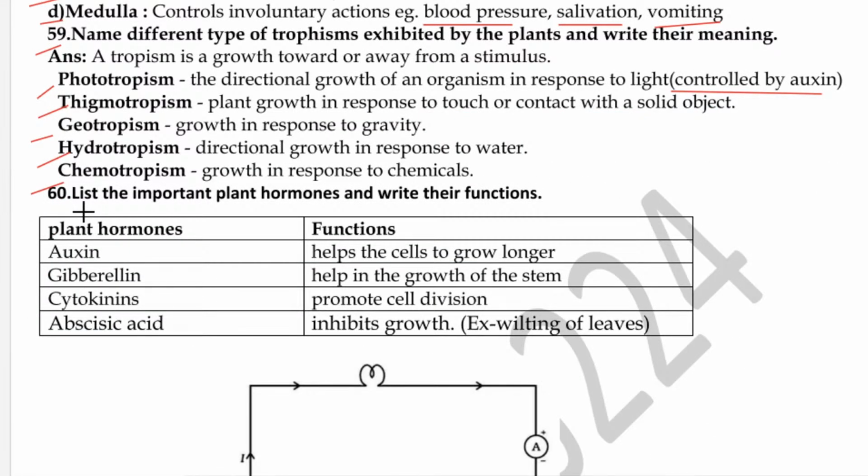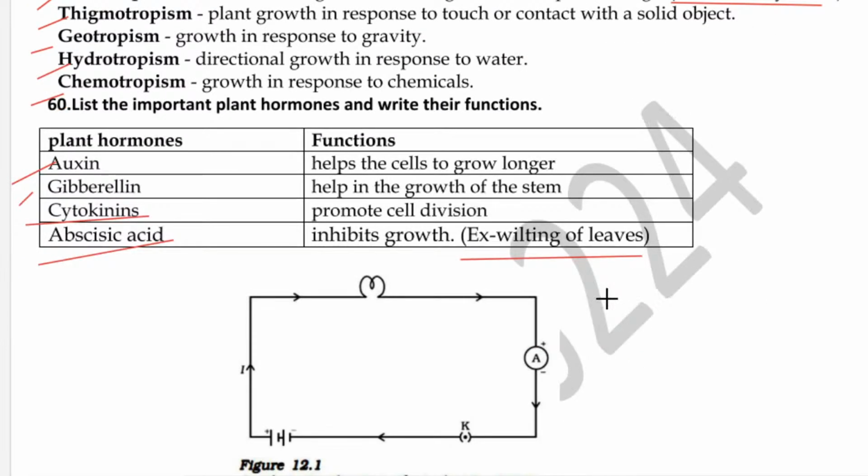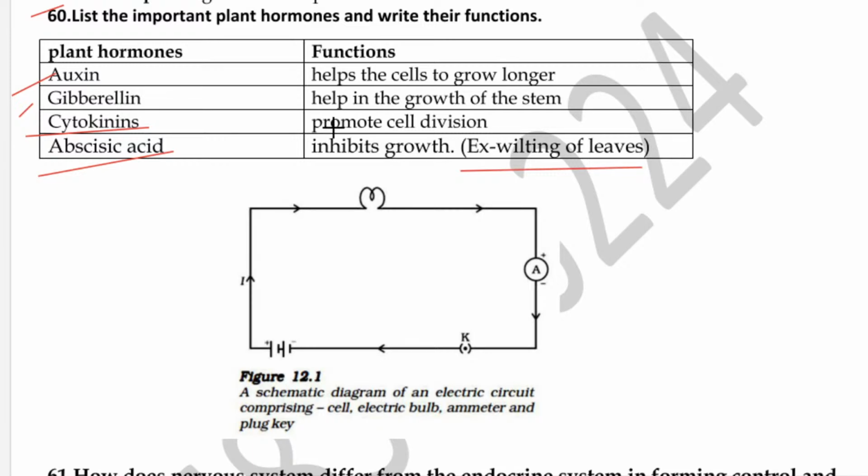Question number 60. List the important plant hormones and write their functions. Here we can see the plant hormones and their functions. First one is auxin. It helps the cells to grow longer. Next one is gibberellin. The function of gibberellin hormone is it helps in the growth of stem. Next hormone is cytokinins, promote cell division. And the last one is abscisic acid, inhibits growth, wilting of the leaves. These are some of the important plant hormones and their functions.